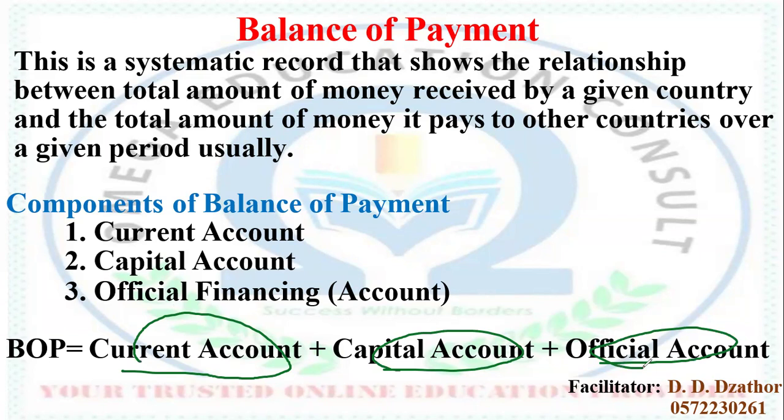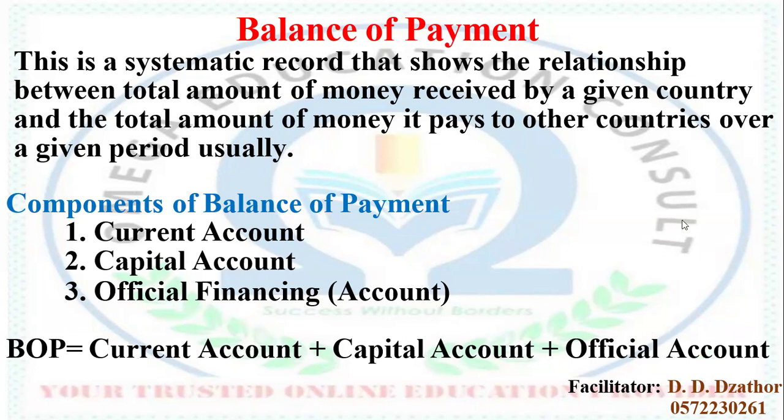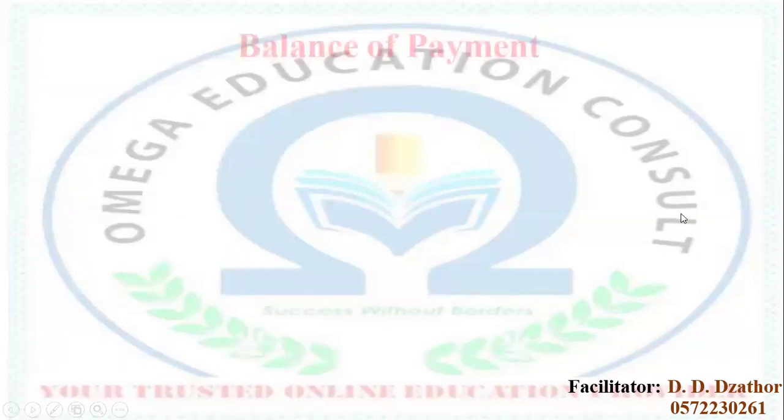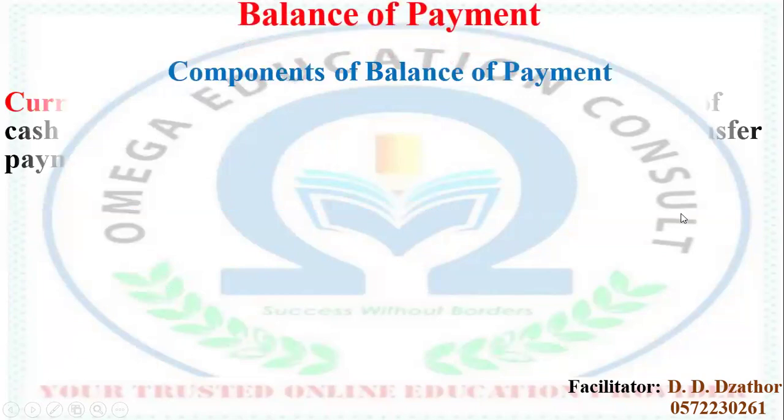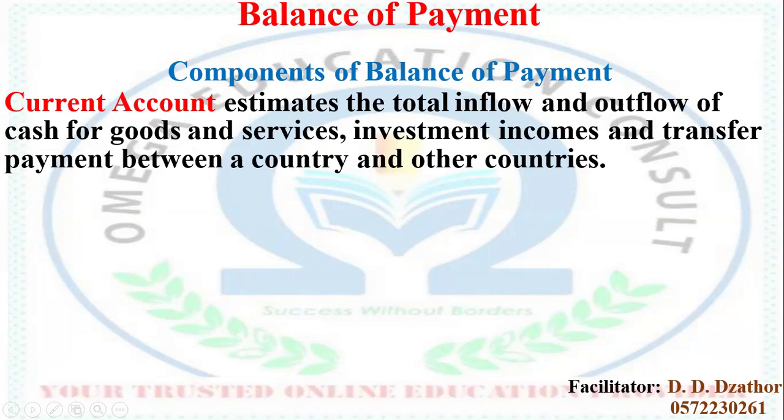Now, the table will be given, the items will be given, and then your duty is to compute these. Okay, so we look at the details of each of these. So that what we'll be looking at first is the current account. Okay, so current account simply estimates or shows the total inflow and outflow of cash or money for goods and services. That is what we call current account. All the amount of money that gets into the country for goods and services.